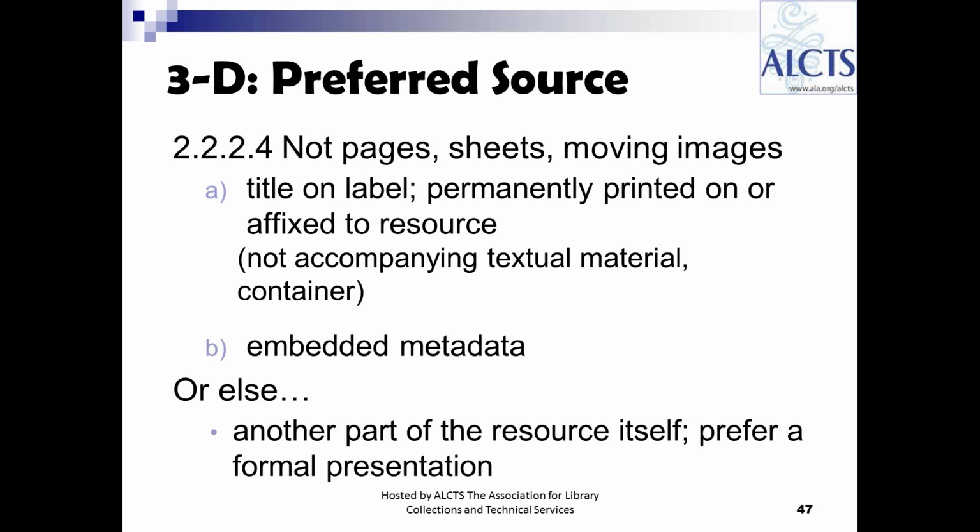Since the resources we're talking about are not made of pages or sheets and are not moving images, the relevant rule for preferred sources is 2.2.2.4. The first preferred source is a permanently attached label. Since the objects we're talking about aren't digital, they can't have embedded metadata. So if there's no label, move on to another part of the resource itself, preferring a formal presentation.